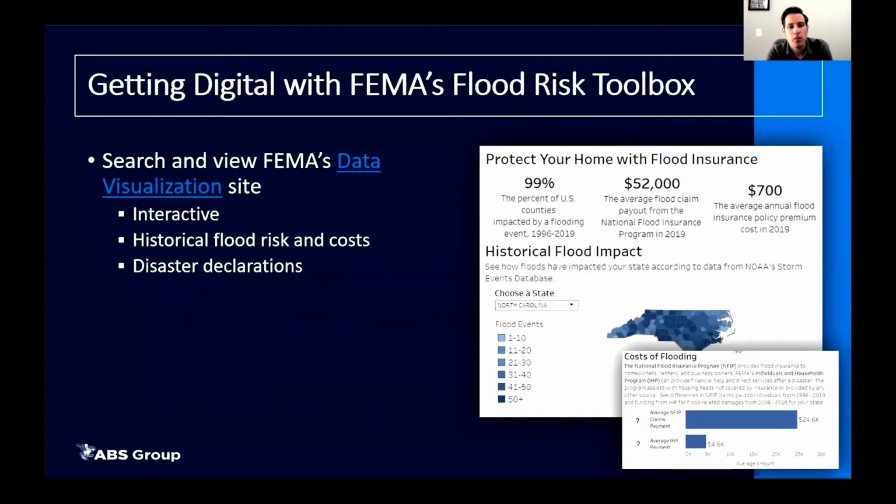Another add-on, I think, to the open data is this data visualization site. So, some of the same data sets that you could download, FEMA's already taken the liberty of creating a nice interactive, filterable site where you can get some high-level stats for certain areas. This is mostly on historic flood risks and costs related to disaster, and includes information about disaster declarations.